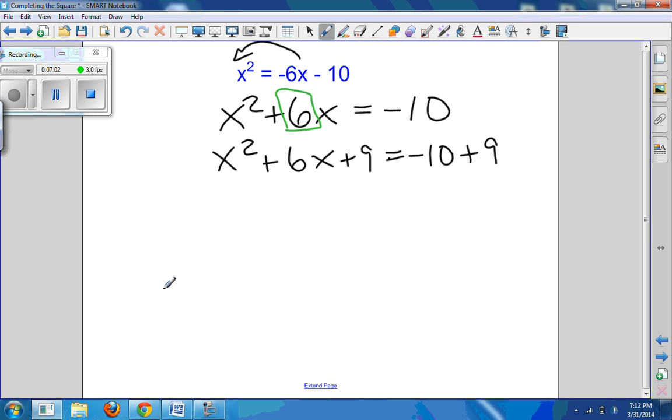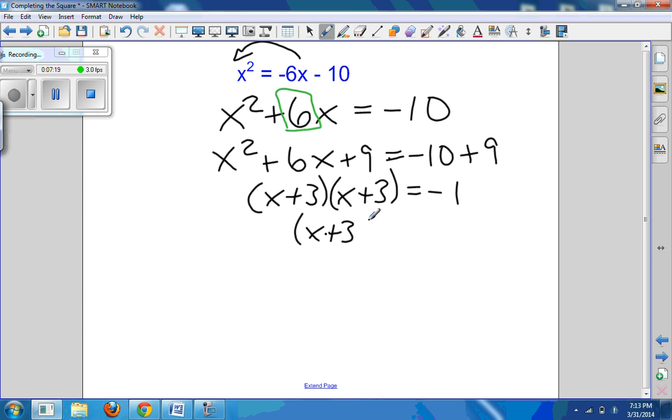Alright, so now the next step is to factor, right? So we can factor this on the left side. I know that this is equal to x plus 3 times x plus 3, and that's equal to negative 1. So x plus 3 squared equals negative 1. And we can take the square root of both sides, and I get x plus 3 is equal to plus or minus the square root of negative 1.